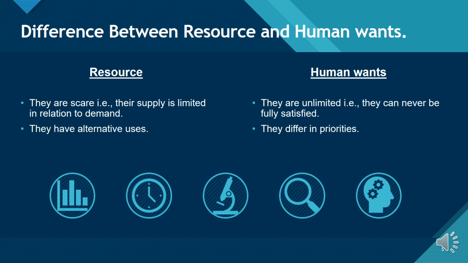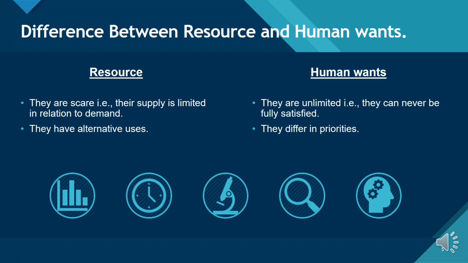And the second point under resources, they have alternative uses. For example, water. Water can be used for drinking purposes. Water can be used in the production process. Water can be used in the manufacturing process, or water can be used for various other consumption purposes. So likewise, alternative usage without wasting the resources is known as alternative use or effective utilization of the resources. So that can be done under resources.